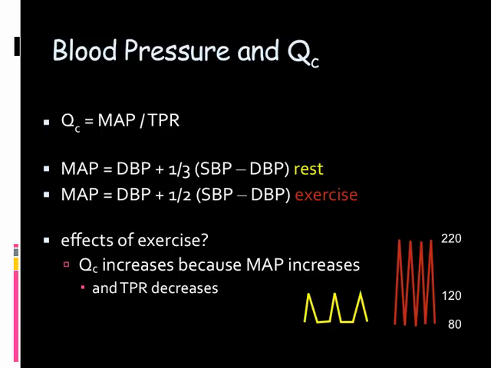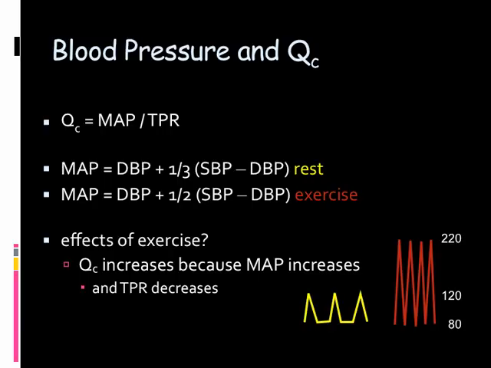What are the effects of exercise? Cardiac output increases because the MAP increases. Because the heart is pushing the blood out with more force, more pressure, cardiac output increases. And then I've said here, and oh, by the way, total peripheral resistance also decreases. Both of those things contribute to an increase in cardiac output.